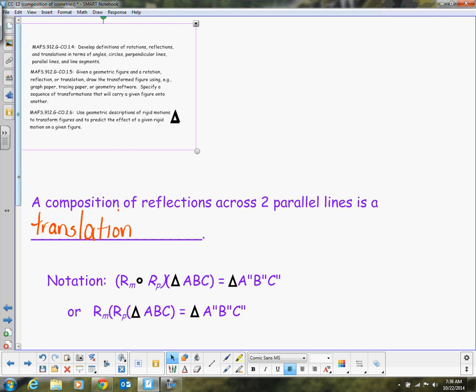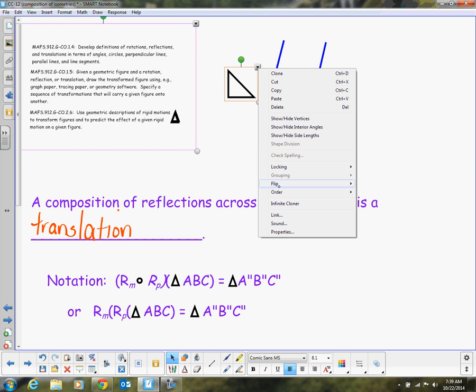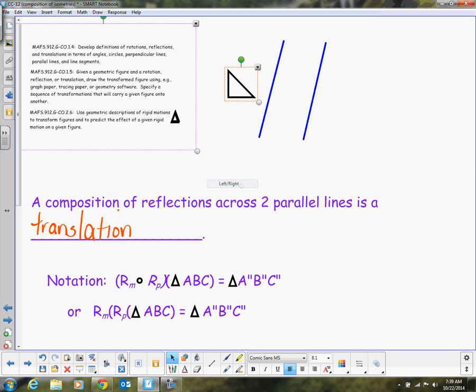So now, let me put in two parallel lines. We have two parallel lines. So if I were to take this figure, and I were to reflect it over this line, there's a flip. We're going to flip left, right.